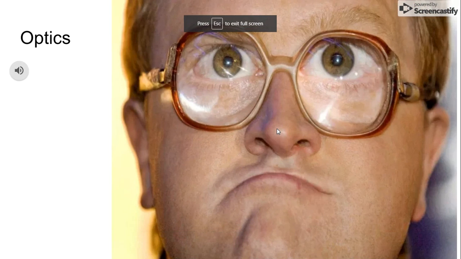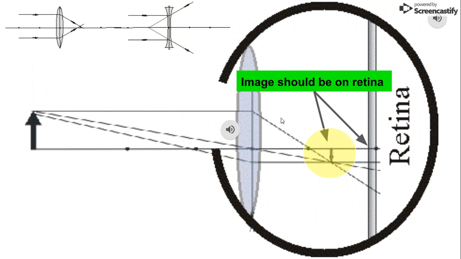Optics. I basically want you to be able to recognize a couple basic lenses and the ray diagrams for them. So here, for example, is a diagram of a person staring at an object. Object out here, the ray diagram places the image right here. But this image should be on your retina to be seen. So we need to adjust this person's vision to get the image here onto that retina.